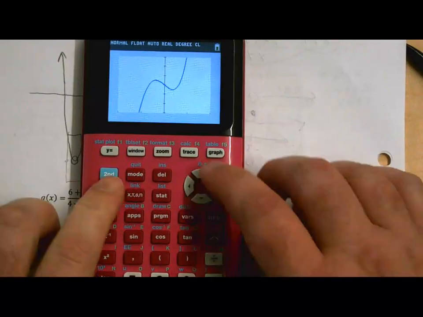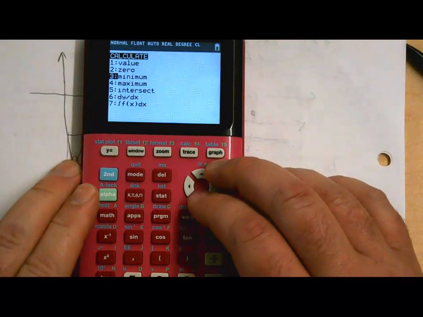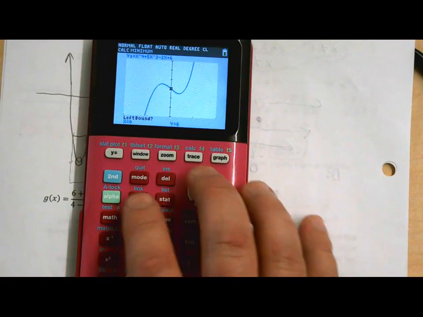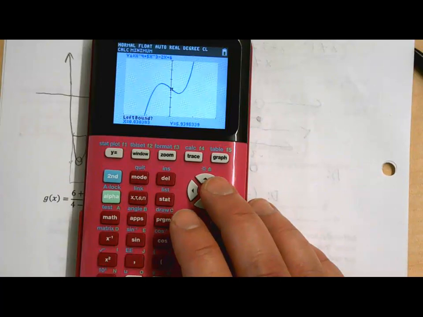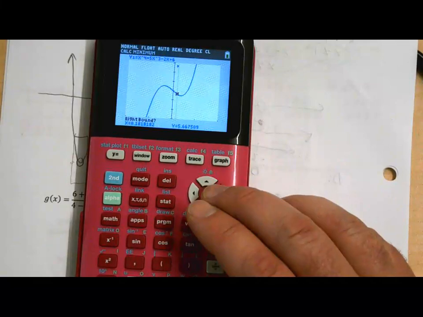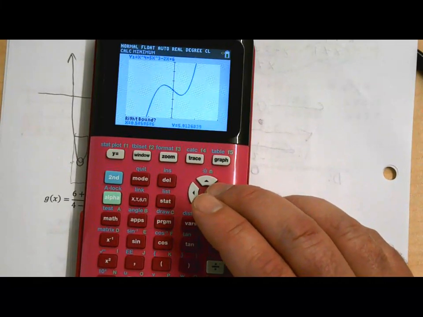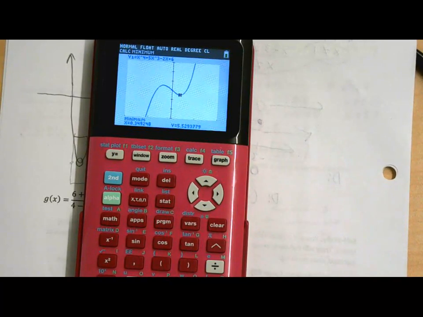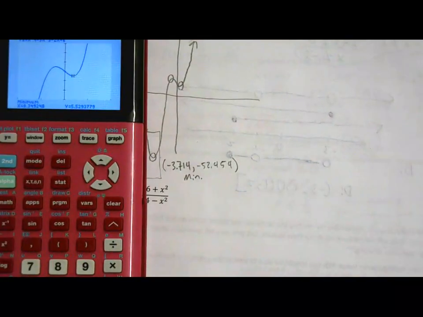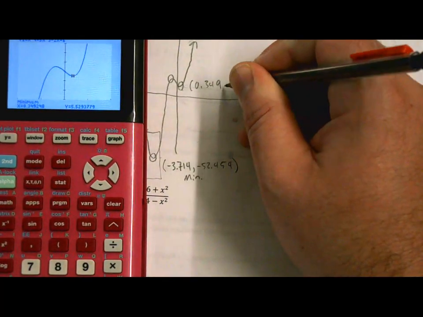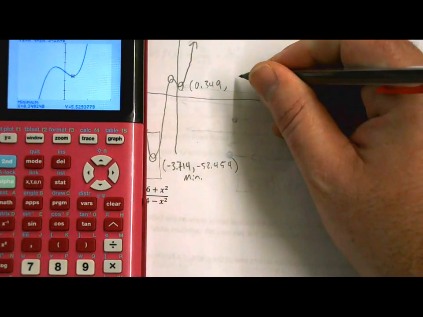So I'm going to go second calc minimum. Second trace minimum. Left bound, right bound, guess. So I'm moving my cursor a little to the left of that minimum, a little to the right of that minimum, and right on it. And then I'll write down those coordinates. And for those who don't have a calculator in front of you, it is 0.349, comma 5.529.